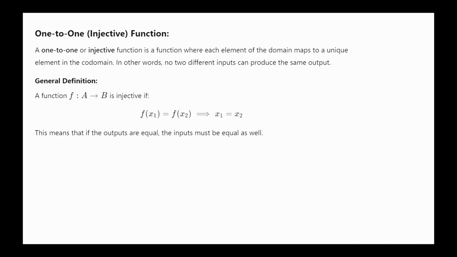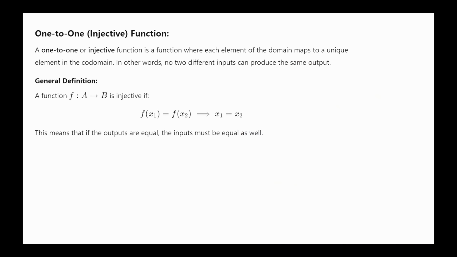Now talking about 1-1 function. 1-1 function is also known as injective function. So one thing that you must not confuse yourself with, onto function is also known as surjective. However, into function is just into function.